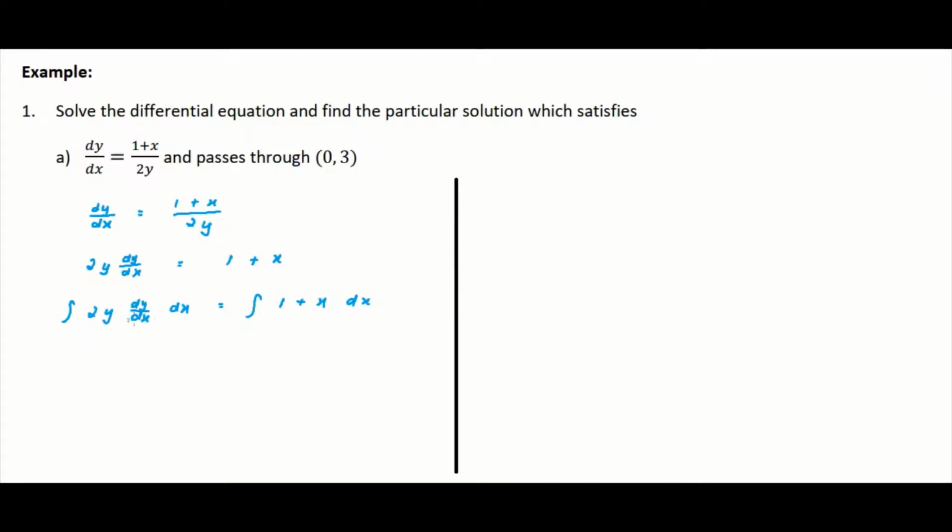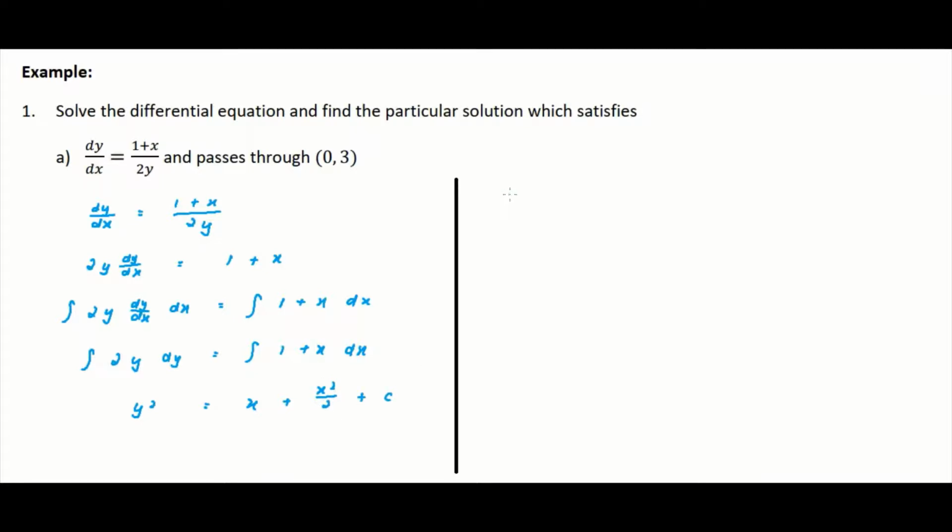Okay, so the dx and the dx you can cancel each other. Then after that, you are left with integrate 2y with respect to y, and integrate 1 plus x with respect to x. So now we can start the integration. So 2y will become y squared. Then after that, x plus x squared over 2. And don't forget plus a constant.